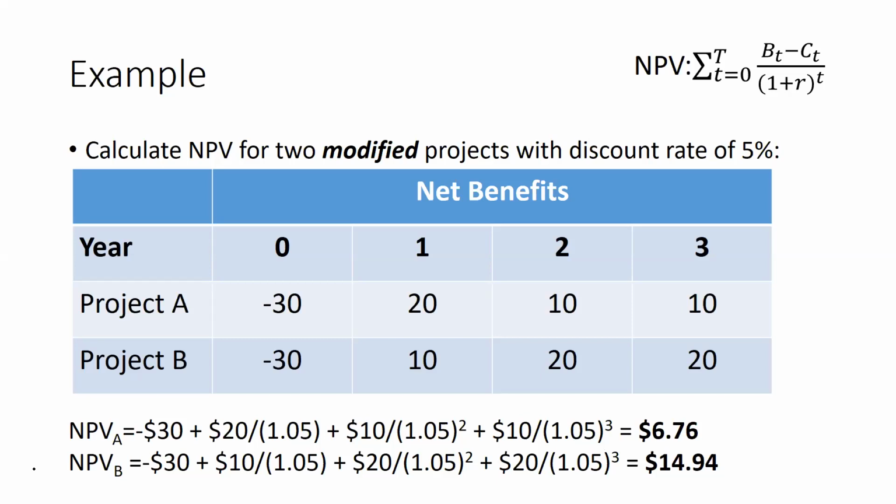What if we only had $30? What if we could only invest in one project? Which project would you invest in? Would it be the B? Yeah, it'd be the one with the higher net present value. It has a greater stream of discounted benefits. Questions so far?